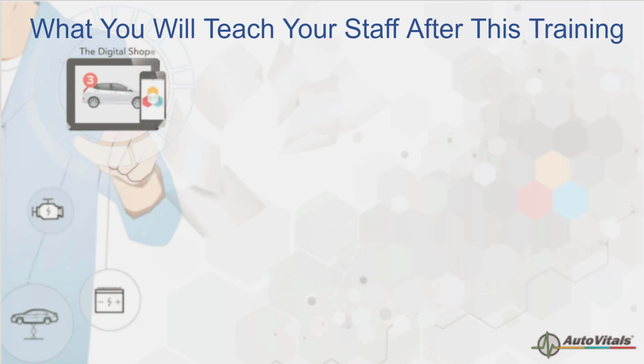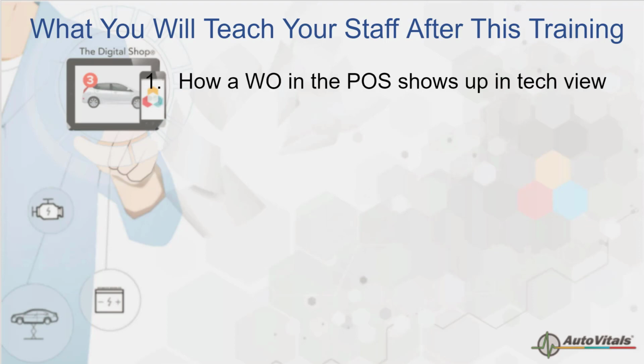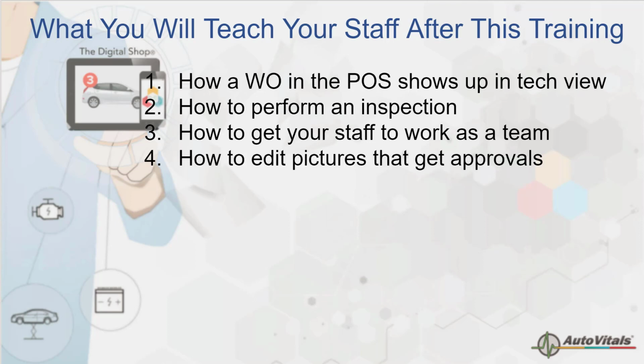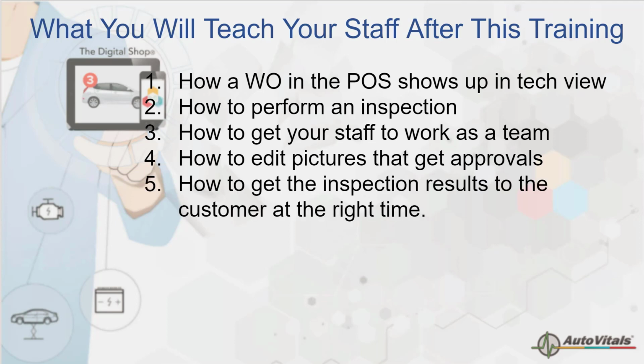There's going to be a lot of things that you're going to learn to share with your staff right after you finish this training today. So how a work order in a point of sale or your management system shows up in the technician view for you to process. How to perform an inspection. How to get your staff to work together as a team to inspire the customer to open their wallet. How to edit pictures that get approvals. How to get the inspection results to the customer at the proper time, and what that time is.